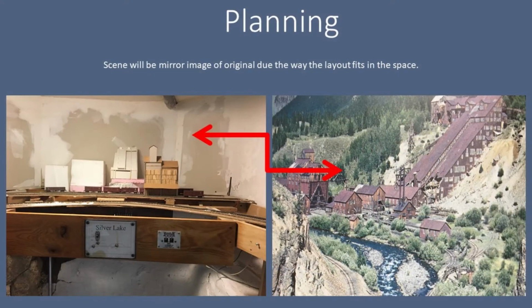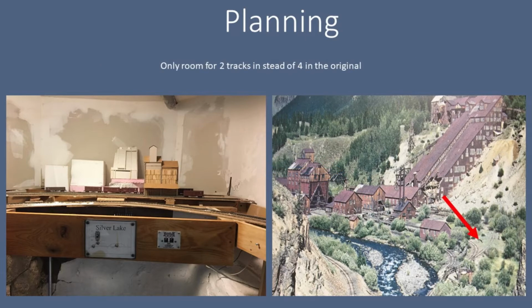One thing I knew going into creating this scene was that it would need to be a mirror image of reality. This is something I did for the town of Silverton, and being able to create mirror images of photos on your computer is a great help. Another thing I saw early on was that there would not be room for 4 siding tracks as in the prototype, so I had to settle for 2.